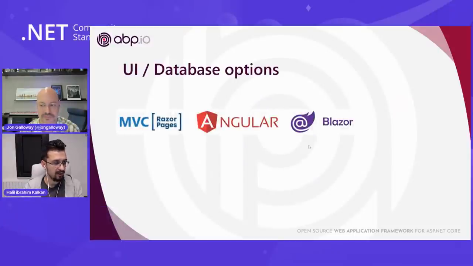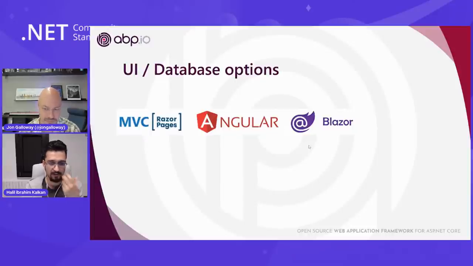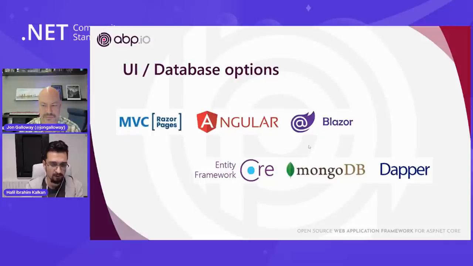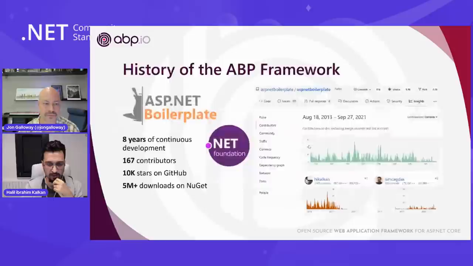It's actually UI and database independent, but it comes with three UI options out of the box: MVC, actually Razor Pages, as server-side rendered HTML, and Angular and Blazor. For Blazor, it supports both WebAssembly and Server. And it also works with Entity Framework Core. It can be combined with Dapper when you want to make low-level queries. And it also works with MongoDB for NoSQL databases.